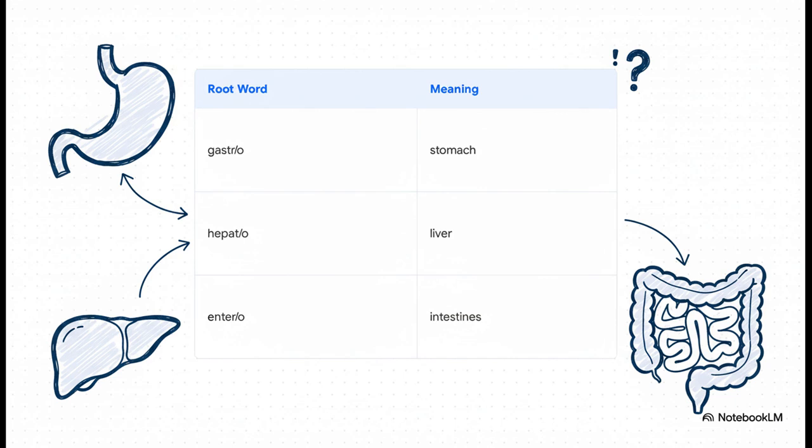Gastro refers to the stomach. Hepato is all about the liver, and entero relates to the intestines. Honestly, once you start recognizing these, you'll start seeing them everywhere.